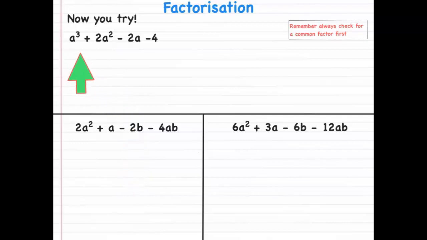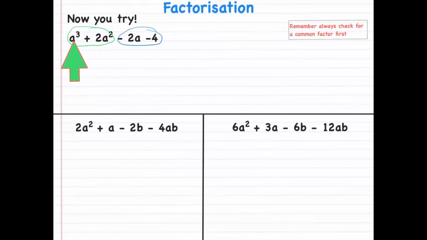Now here I go. So I'm going to look at this and see if there's a common factor. Well, there's no common factor I can take out of all four terms. This is not a common factor. It's not a difference between two squares. It's not a trinomial. This is four terms. It's a grouping. So I'm going to look at those two. And I am going to look at those two and see if I can take out a common factor.